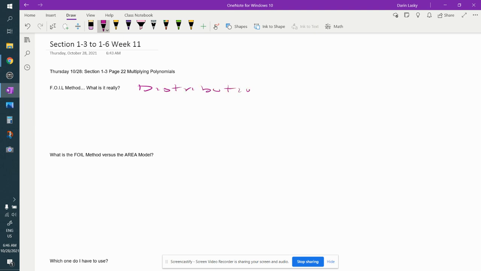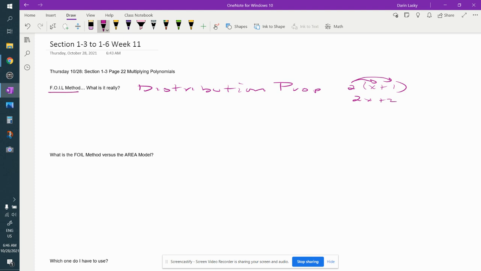Distribution. It'll take me a while to get better at writing this. So this is the distribution property, okay? And if you remember, the distribution property is 2 times x plus 1, and we multiply each one together. So that gives us 2x plus 2. So we multiply 2 times x, gives us 2x. We multiply 2 times 1, it gives us 2.